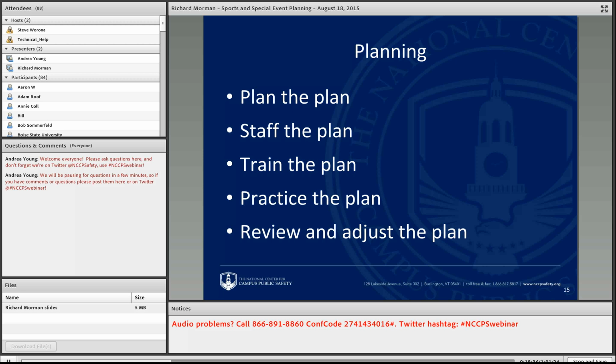Now, you've mentioned a number of different organizations and agencies that need to be involved in this activity. How do you decide who the lead agency is going to be? Well, Steve, obviously, if it's a university event, it's your event.